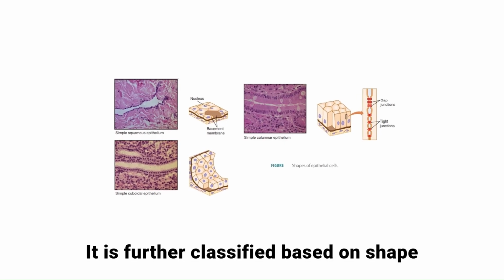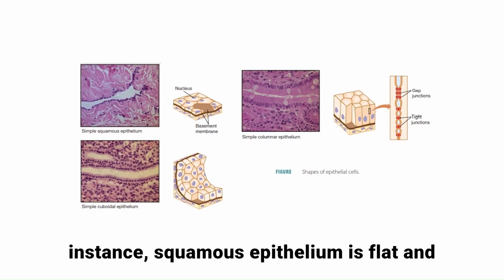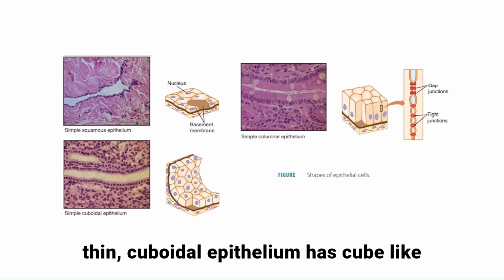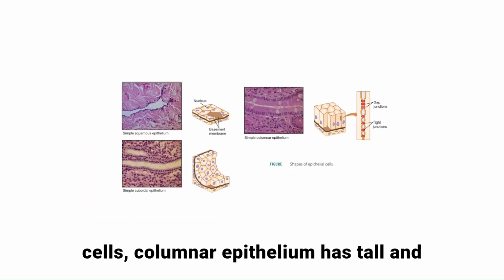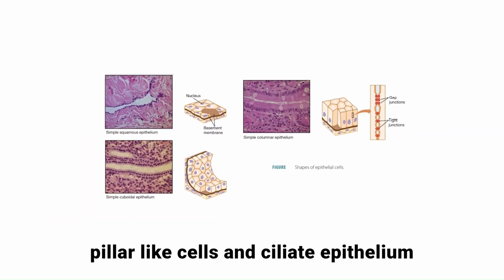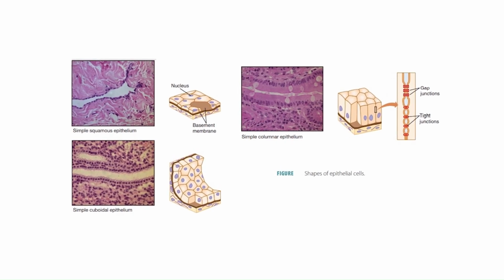It is further classified based on shape and the number of layers of cells. For instance, squamous epithelium is flat and thin, cuboidal epithelium has cube-like cells, columnar epithelium has tall and pillar-like cells, and ciliated epithelium has hair-like projections called cilia that help in movement of materials.